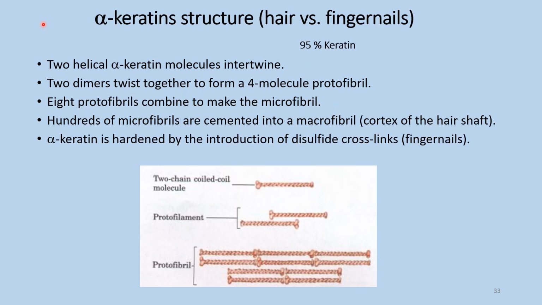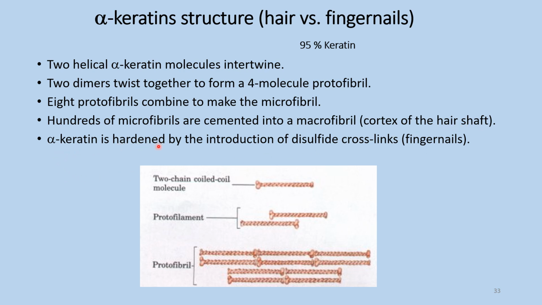Structure of alpha keratins. Two helical alpha keratin molecules intertwine, making a dimer. Two dimers twist together to form a molecule of protofibril. A protofibril molecule has 4 alpha keratin molecules. 8 protofibrils combine to make the microfibril. Hundreds of microfibrils are cemented into a macrofibril, as seen in the cortex of the hair shaft.